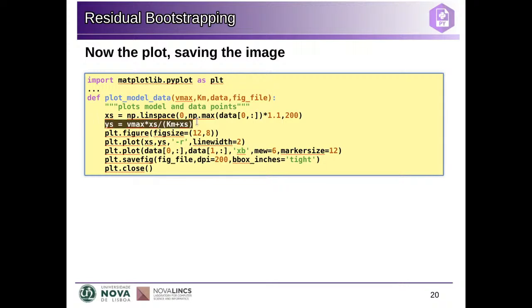Now I'm computing the Y values by writing the expression based on these X values, so X times Vmax divided by Km plus X, and I create the figure, plot the line, and plot the data here with these blue crosses, with this size of the marker and the width of the marker and so on.